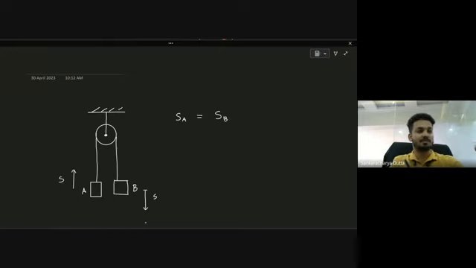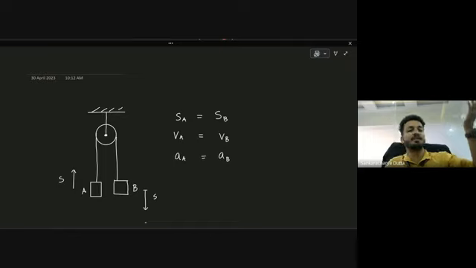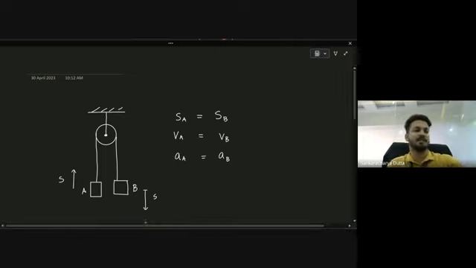But whatever constraint relationship holds true for A displacement holds true for velocity as well as acceleration, right? So VA becomes equal to VB as well. So if this A block is traveling upwards with 10 meter per second, then B block will come down by 10 meter per second. Similarly, acceleration also. If block A is going up with 5 meter per second square, B will come down by 5 meter per second square. I hope that made sense.